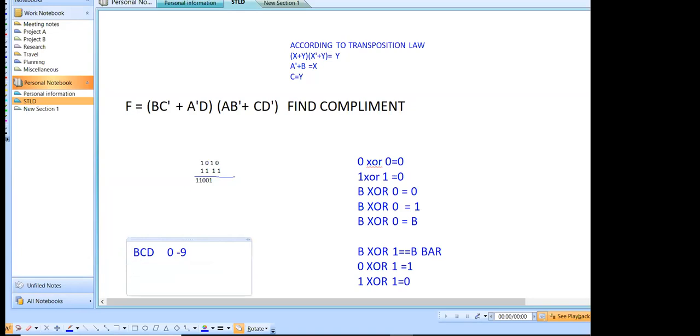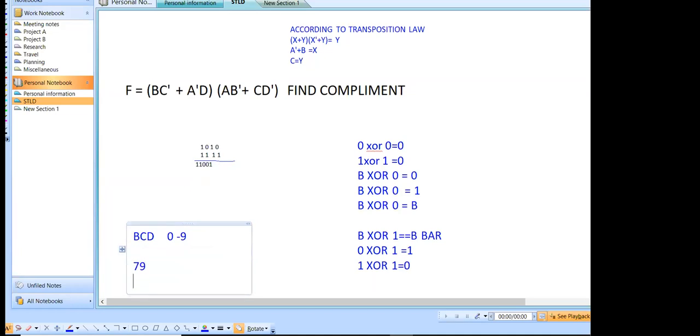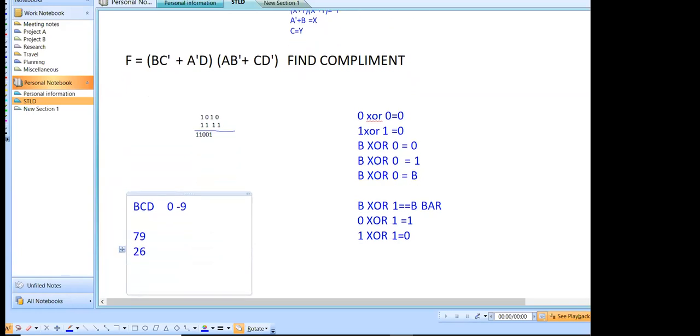Now, if we take an example, I want to perform 79 added with 26. When you are performing the addition of these two numbers, 9 plus 6 is 15 and we get 1 as carry. 7 plus 2 plus the carry is 10, and the result you are getting is 105. That is the result.